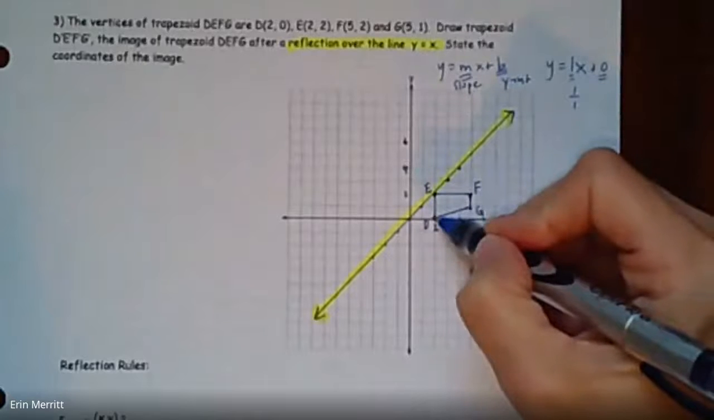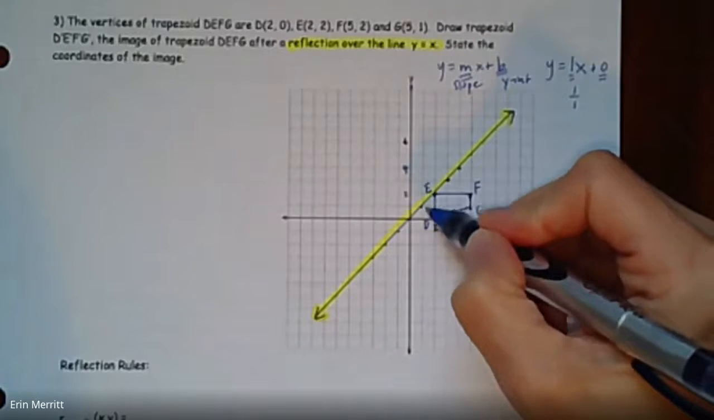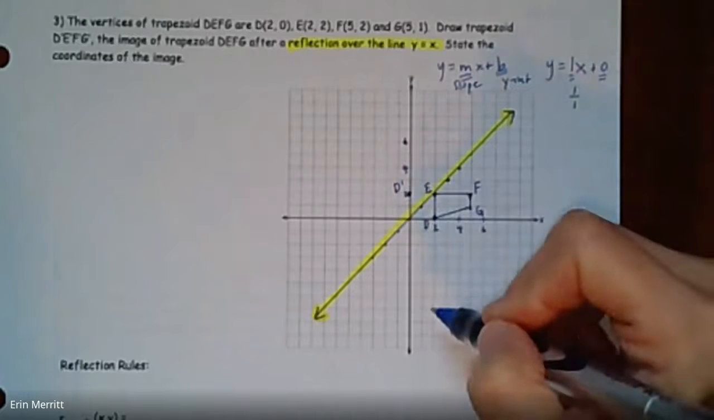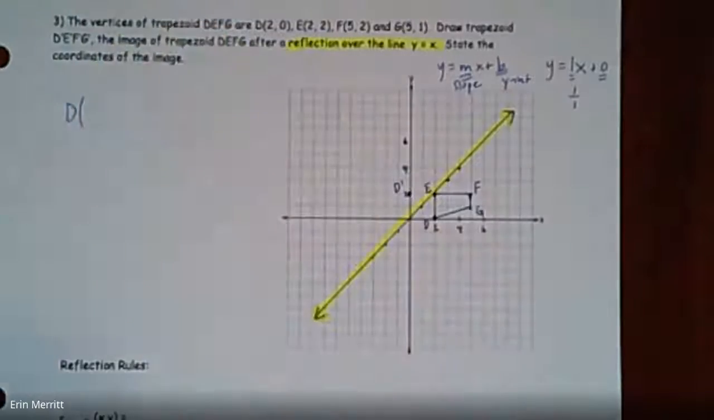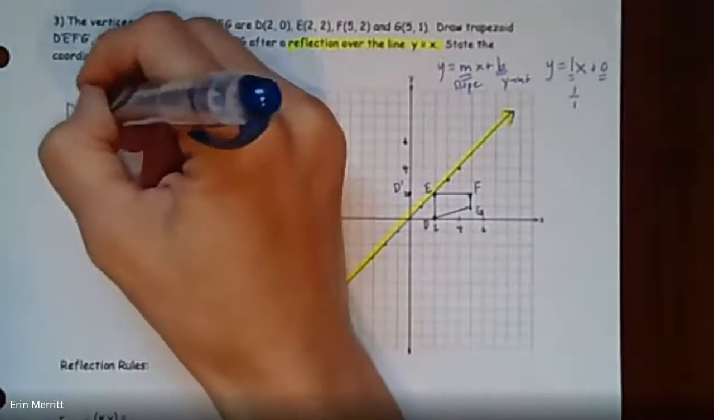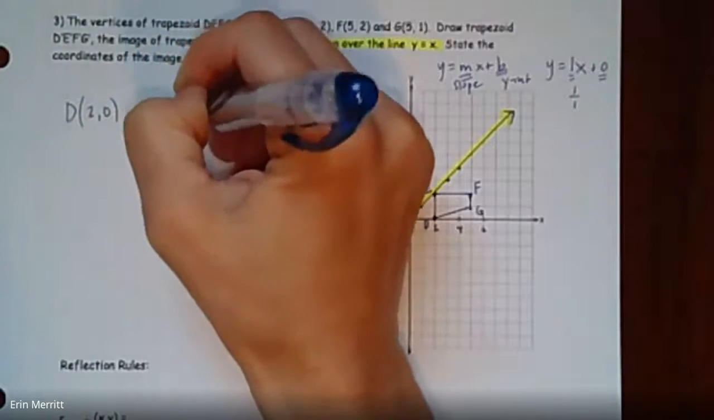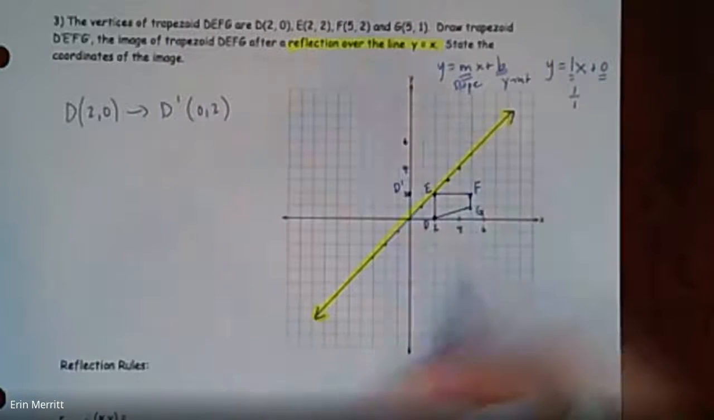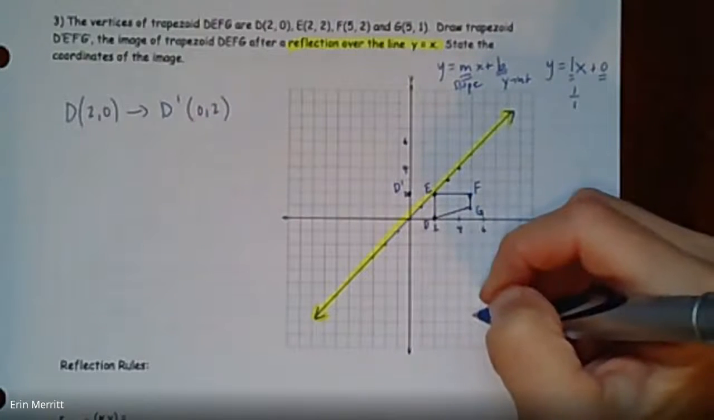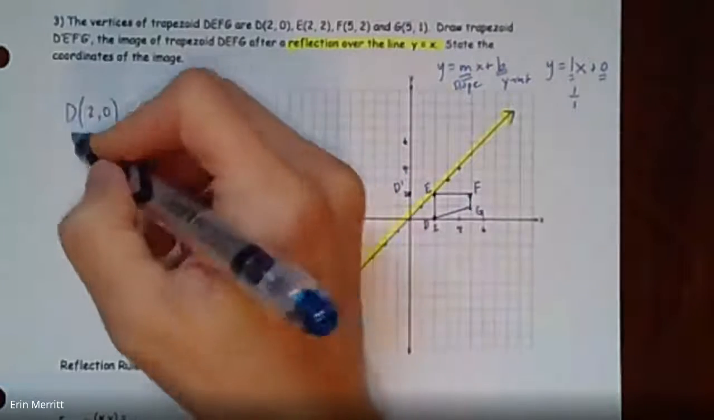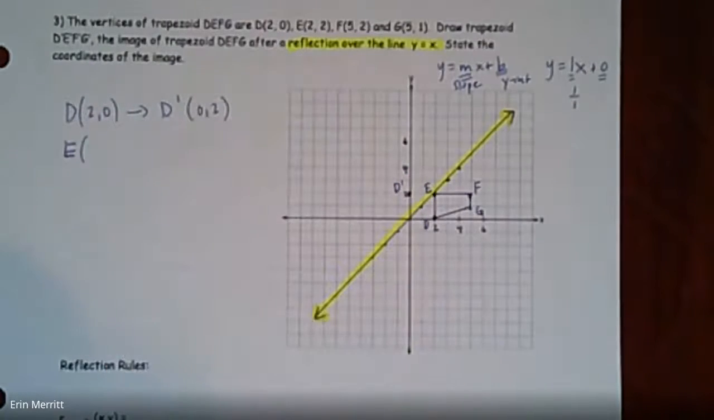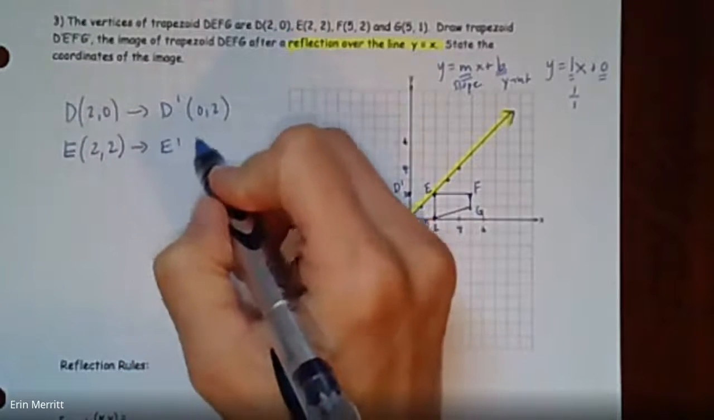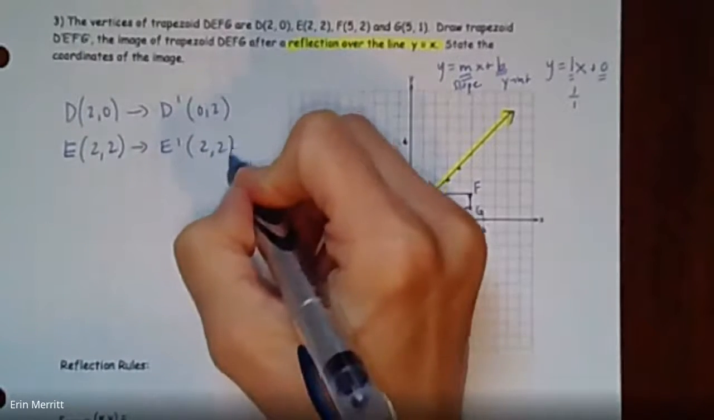So for D, I'm going to hop this little square from one corner to the other, and then go one more. That's where D prime should land. So D, which starts at (2, 0), lands at D prime, which right here is (0, 2). Okay. E, if you notice, is on the line. So when you flip it over, it doesn't actually move anywhere. E is going to stay exactly where it is. We're going to talk about that vocab term later, but that's called invariant, meaning it doesn't vary at all. So it stays at (2, 2).